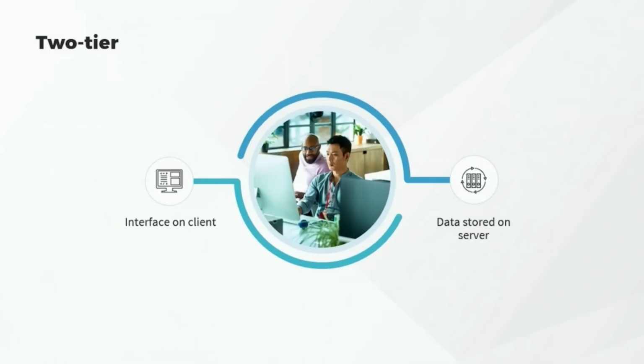A common example of a two-tiered application is something like a custom database that has been designed for your organization. End users have the interfaces locally installed on their client systems, but no data resides on those clients. All of it resides in a centralized database on the server.